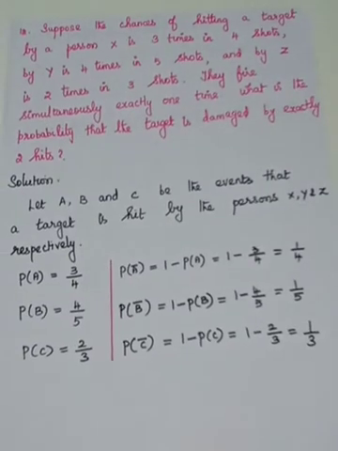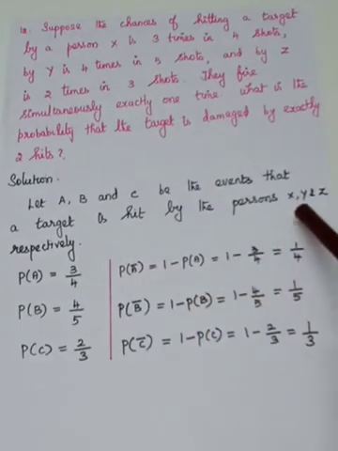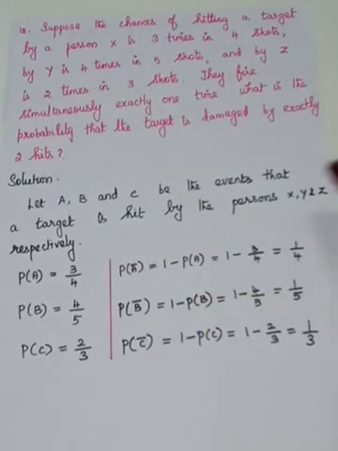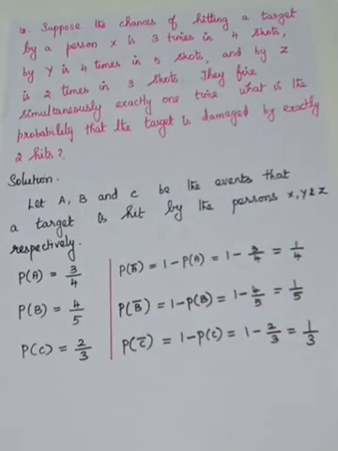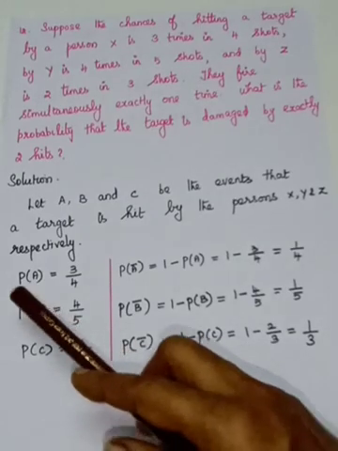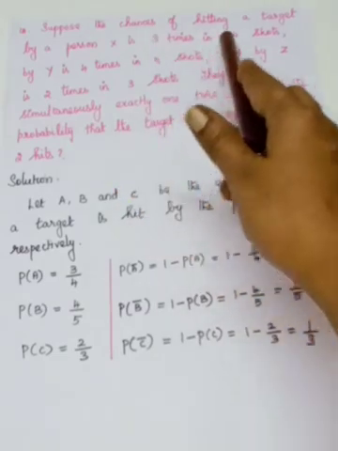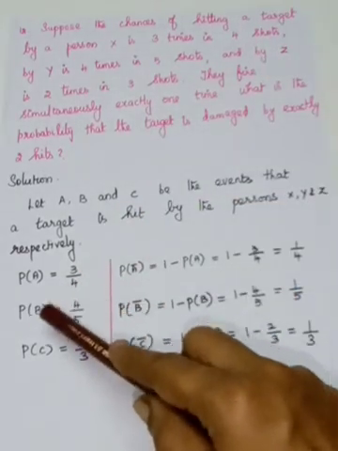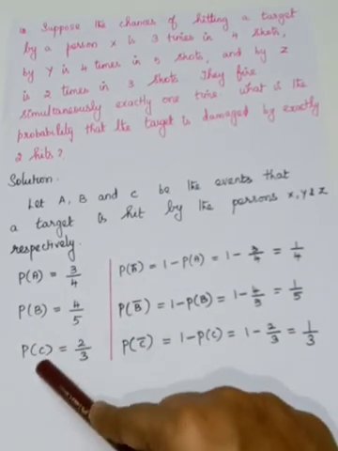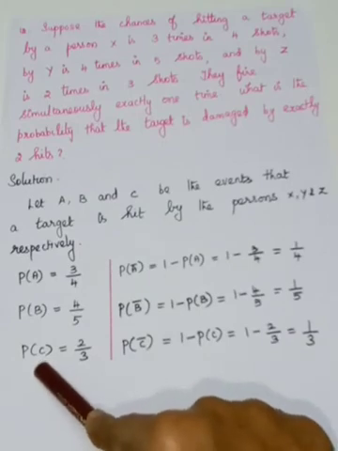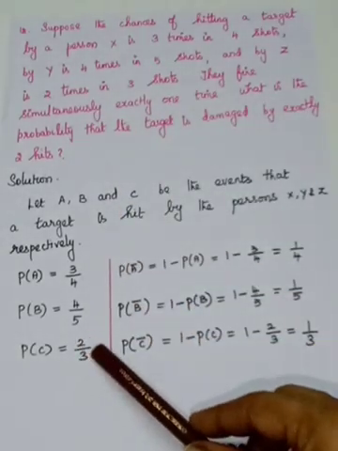So therefore we first take, let A, B, C be the events that the target is hit by the persons X, Y and Z respectively. A event means the target is hit by the person X. C means the target is hit by the person Z. So therefore P of A: person X hits the target 3 times in 4 shots, so 3 by 4. P of B: Y hits the target, so P of B is equal to 4 by 5. And C, what is the event? Z hits the target. So P of C is equal to 2 by 3, 2 times in 3 shots. So therefore it is 2 by 3.